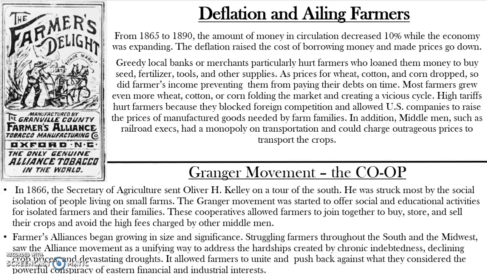So the Granger movement, or the co-op movement, pushes to help find a way to unite farmers, to have them rely on each other, to have options for different goods and services. It allows them to unite and kind of push back against what many people believed were businesses taking advantage of struggling farmers.